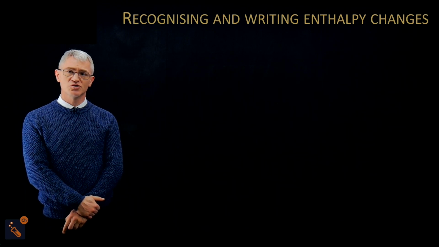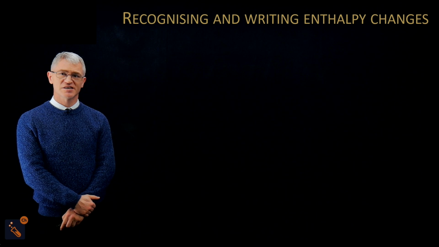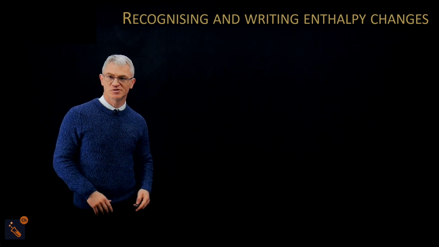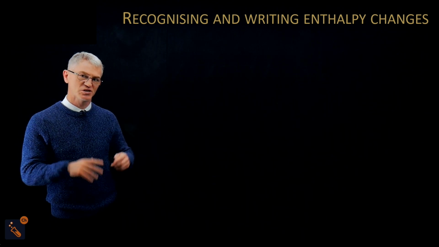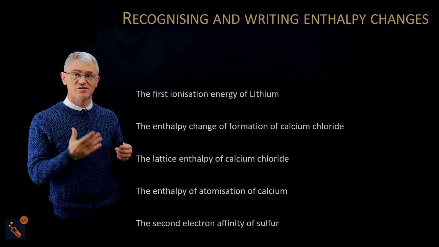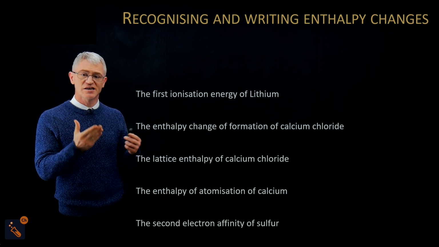So we're going to move on to recognising and writing enthalpy changes. Okay, so this is when you're doing Born-Haber cycles. You're never going to have to draw a full Born-Haber cycle. This again won't make sense until I draw them, but you're never going to have to draw a full one. You'll have to fill in gaps. And to do that, you have to recognise and write the enthalpy changes.